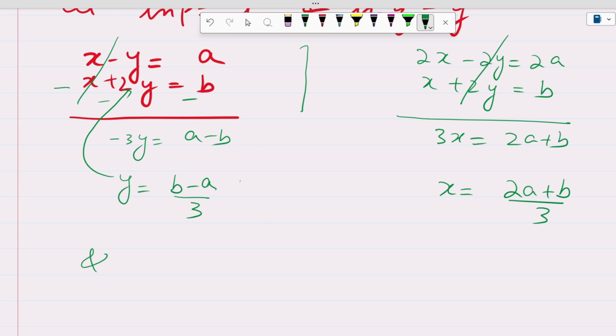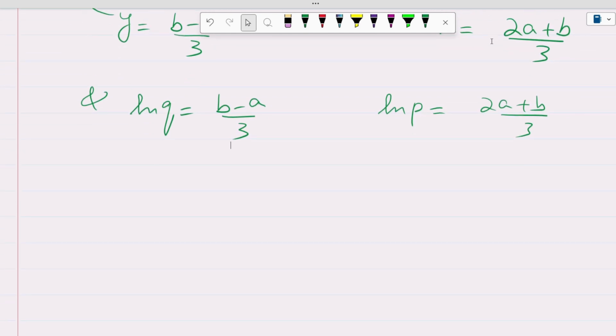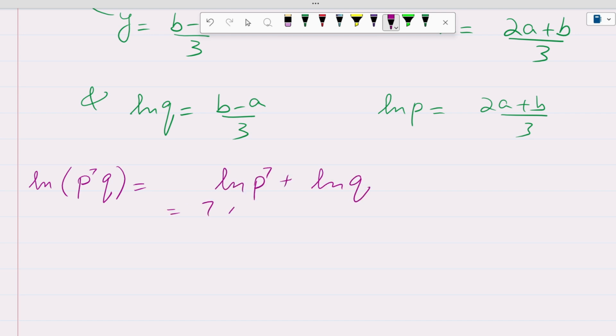Okay, now we have x and y values. It means we have the value of ln p: ln p is 2a plus b over 3, and ln q equals b minus a over 3. Okay, what do we have to find out? We have to find the value of log of p^7 q. That is, log p^7 plus log of q, which is 7 log p plus ln q.